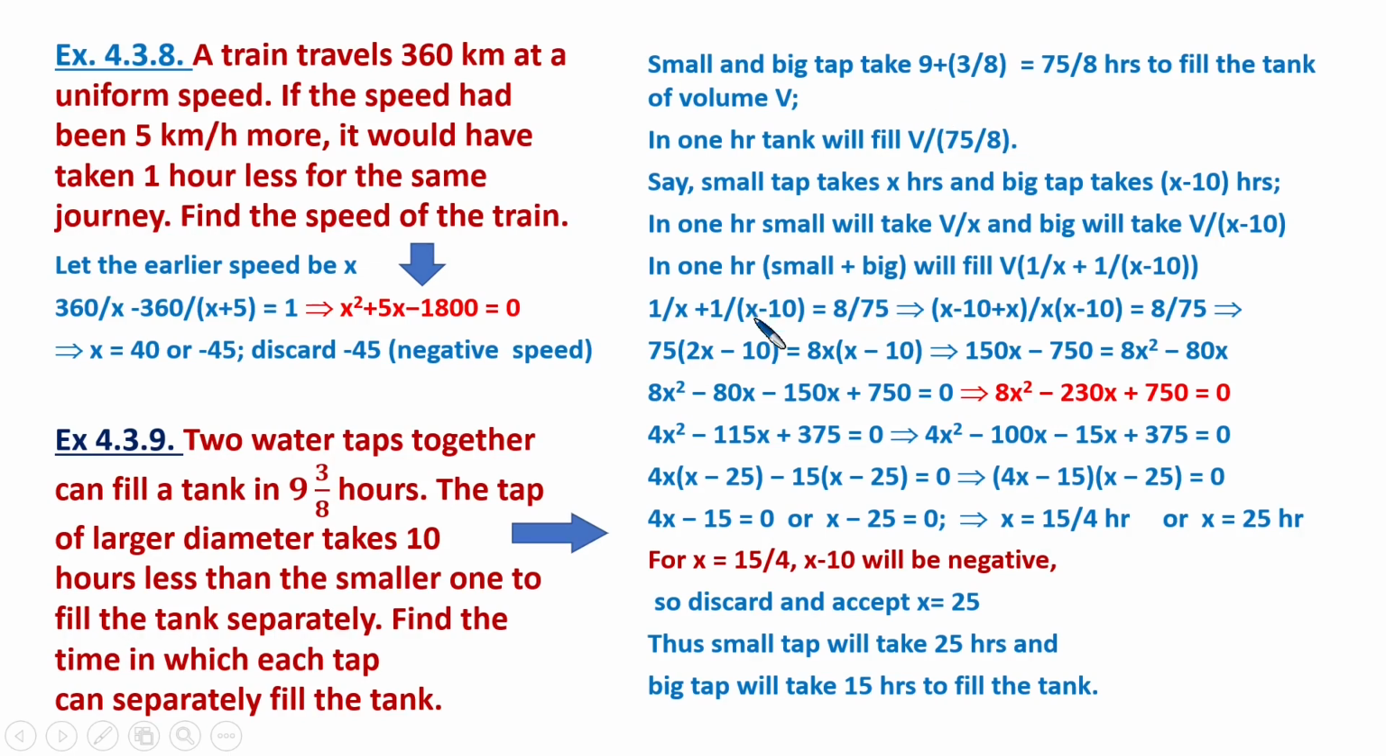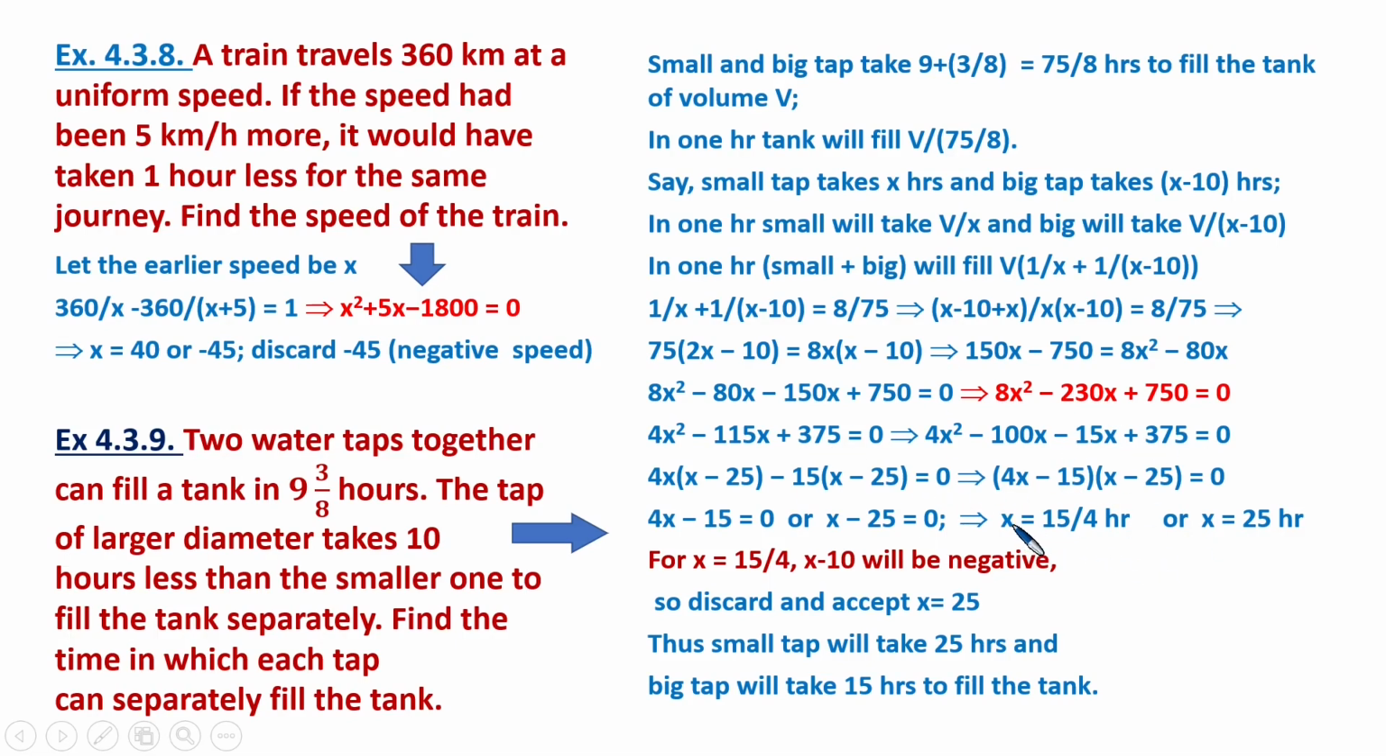So 1 by X plus 1 by X minus 10, V and V will get cancelled here, is 8 by 75. Please go through your class 9 and see how you simplify such things. Now you will have this kind of an equation. You can cross multiply and you will get 8x square minus something, which is a quadratic equation. Now you can factorize the middle term which I have shown here, or you can use the quadratic equation formula to find the solution. So kindly freeze it and go through these steps.